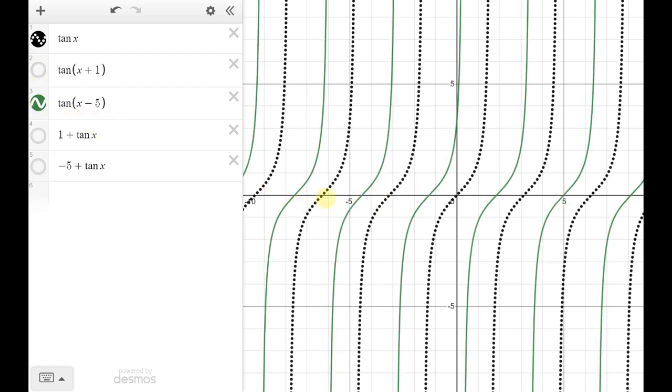Okay? So let's compare that to tangent of x minus 5. Now it's moving to the right. You can see it's moving to the right over 5. It can be a little hard to tell because we have this repeating function, but you guys kind of understand how translations work at this point.